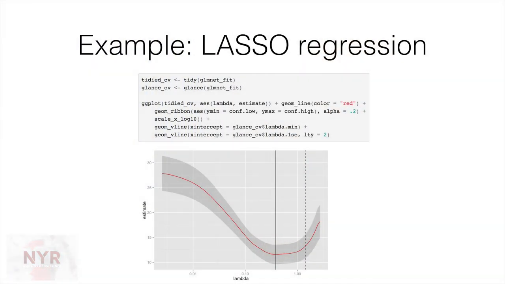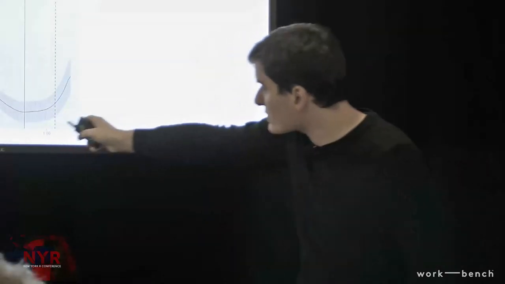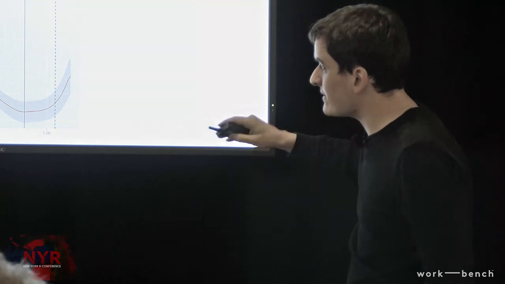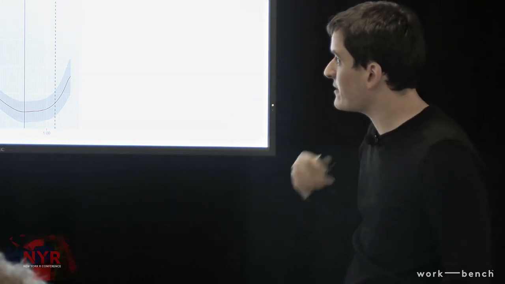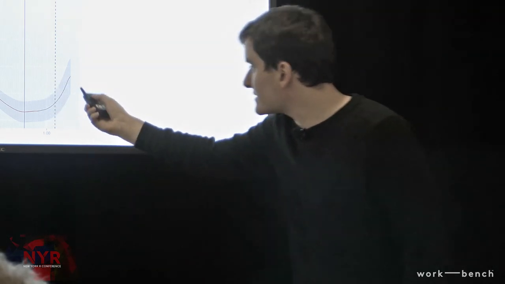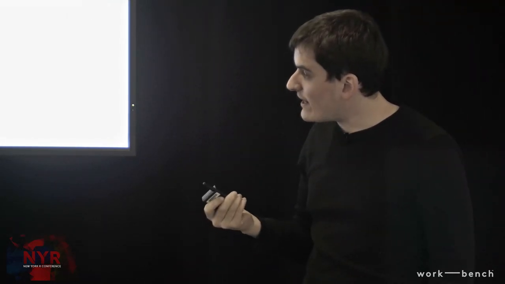Another example is lasso regression. This is out of a cv.glmnet object that does cross-validation and then says, as you change the tuning parameter lambda, how does the estimated mean squared error change? All we just did is tidied it and then glanced it. The output that you see with the curve is the tidied output saying what's the estimated mean squared error and the range for every individual lambda. The glance gets us the minimum error and the error within one standard deviation. So that's a way to recreate this plot and to customize it using ggplot2.